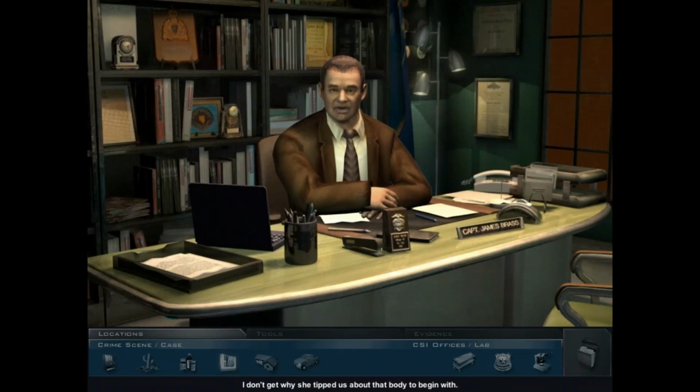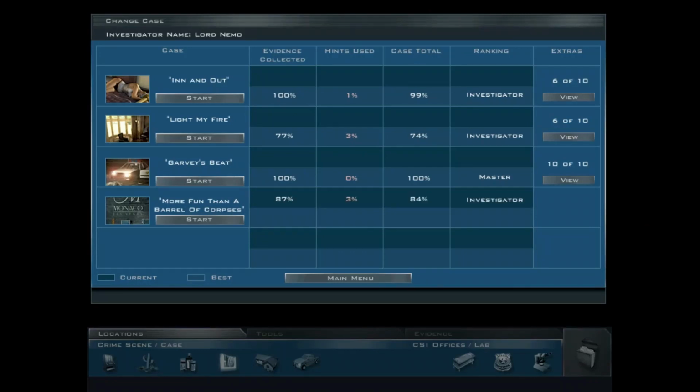Strange, though. I don't get why she tipped us about that body to begin with. It almost feels like she was playing with us somehow. Anyway. Well, Rookie, Grissom's still out in the field, so I'll do your review on this case. Hey, good job. Couple of things you skipped over, but otherwise decent.